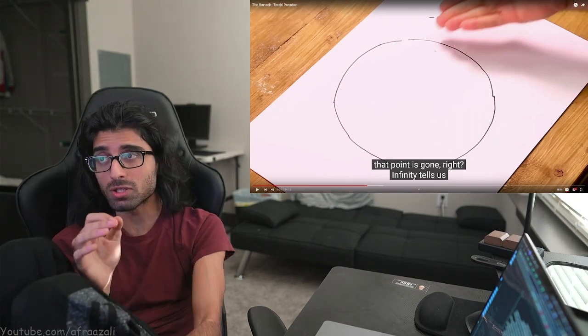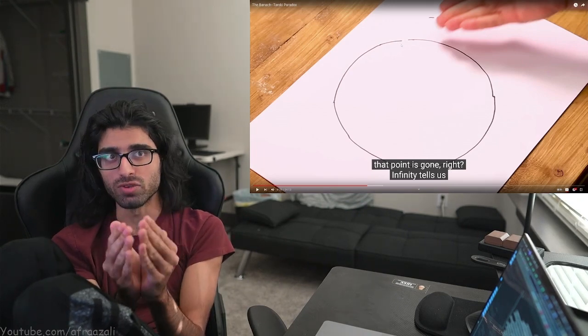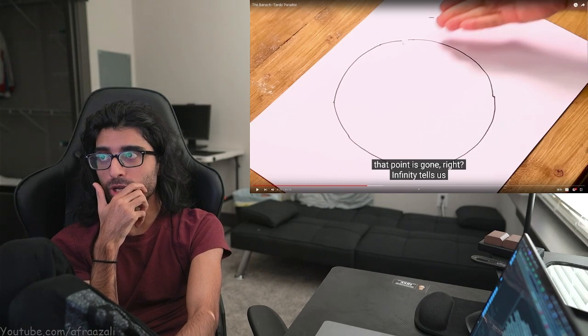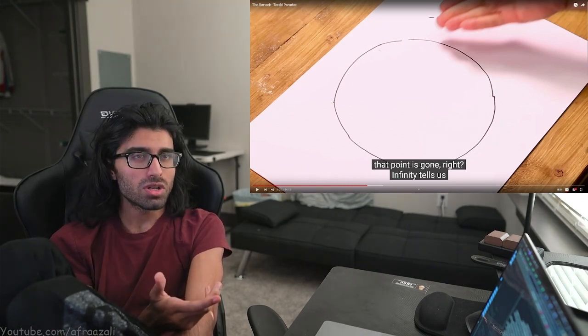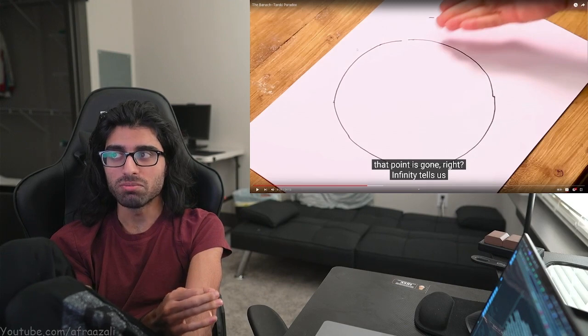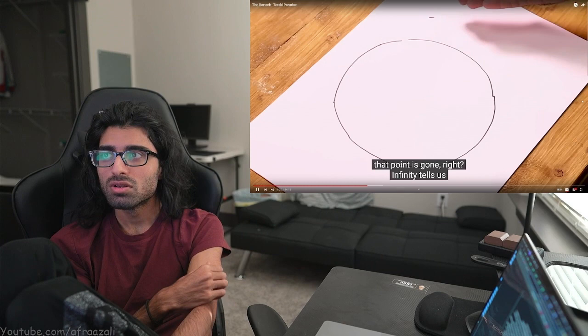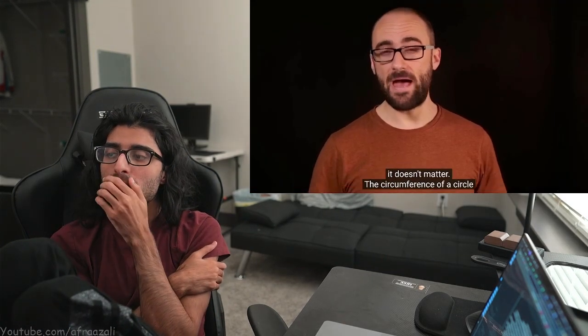You cannot apply a countable infinity to a sphere and take a countable piece out of it, because you can always just take a point from here and put it there, and a point from here and put it there, and eventually fill it back up. But would that even work? Because you're taking dimensionless points out. And that's why I say dimensionless points don't exist. It's gone, right? Infinity tells us it doesn't matter.